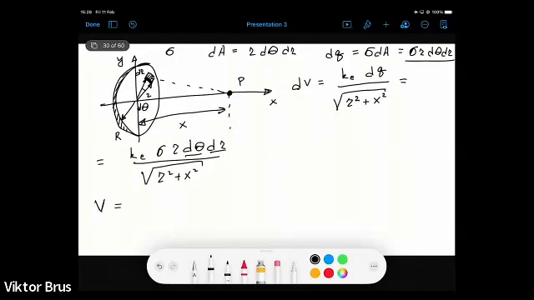Total electric potential at point P will be ke constant. Then we also have this sigma here, which is uniformly distributed electric charge density. So it doesn't change from point to point on the surface of the disk, and we can take it out of the integral. We have an integral over this angle theta, then another integral over r, and here in the denominator will be the square root of r squared plus x squared.